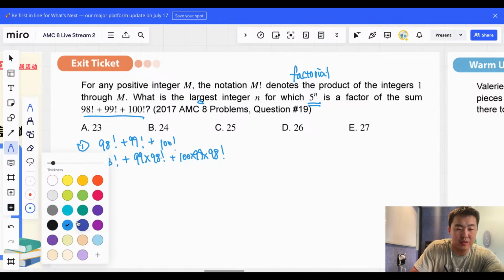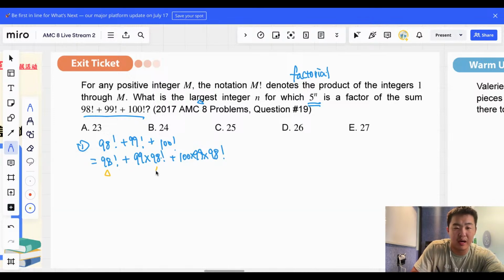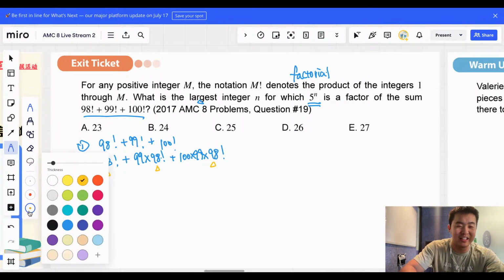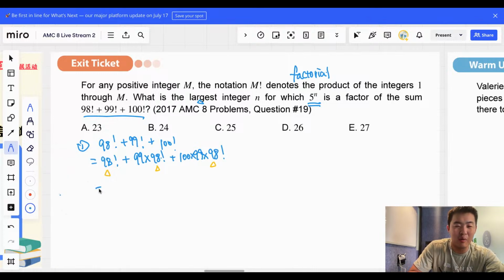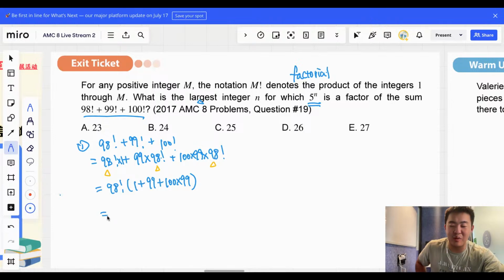Good. Now let's highlight the terms shared by each of these three terms. Those are the 98 factorial. So let's apply the distributive law, our old friend. I will put 98 factorial outside of the bracket. Now the first term is multiplied by 1, so 1 plus 99 for the second, and whatever is left in the third goes in the bracket, which is 100 times 99. Very good. Let's calculate what is inside the bracket. 1 plus 99 is 100. We have 100 times 99, so this gives a total of 100 times 100, which is 10,000. Be careful with all those zeros. So it's 98 factorial times 10,000.